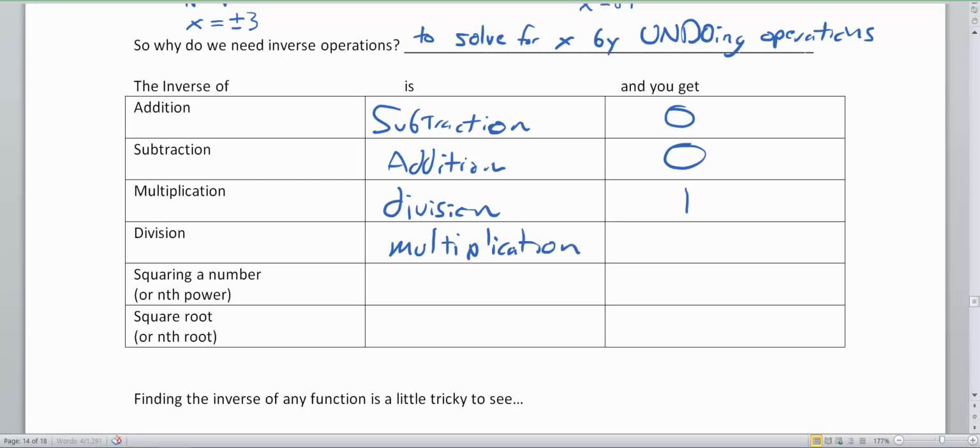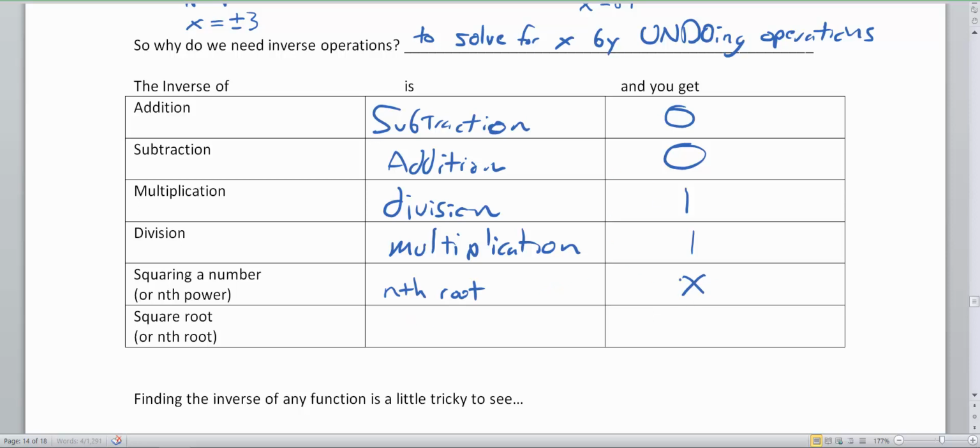Oh, there we go. And you get 1 as well. Now, squaring a number, or the nth power, what you'd have to do is take the nth root. So, of course, with squaring, this is a square root, but if you cubed, you would use a cube root. And this would give you x.